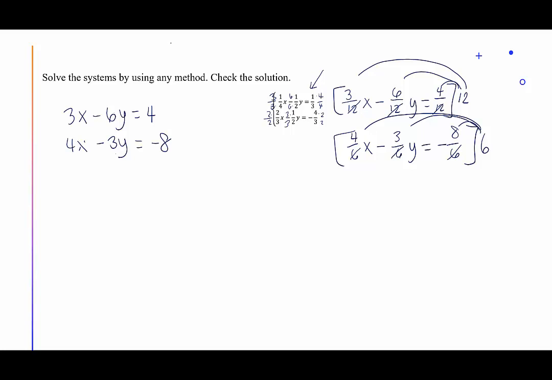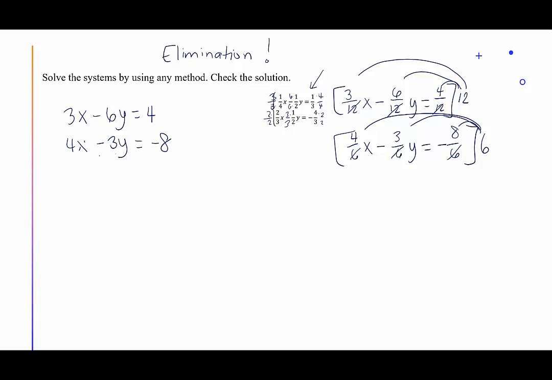And so what we need to decide is which variable do we think will be easier to eliminate. And in this case, I think we want to eliminate the y because we have a coefficient of 3 or negative 3 and a coefficient of negative 6. So since 6 is a multiple of 3, that's going to be a little bit easier to work with. We only need to manipulate the second equation.